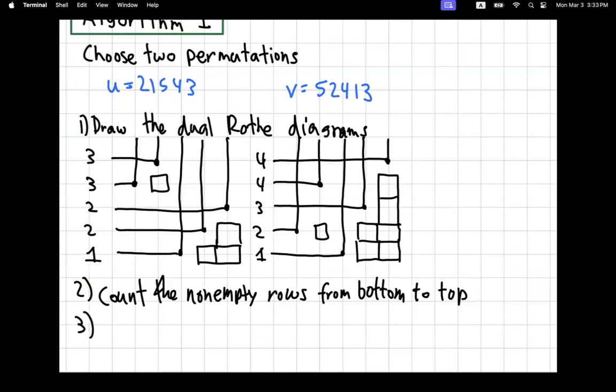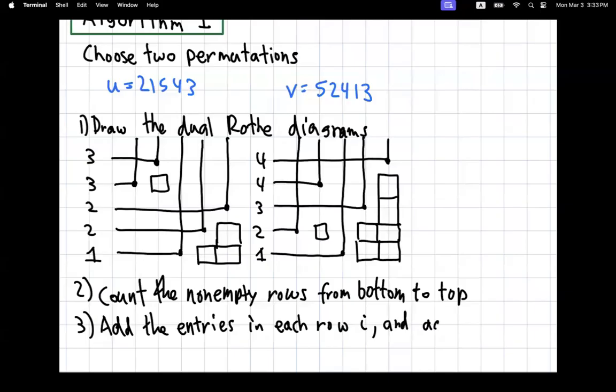Step 3, we add across each row. So add the entries in each row. We'll call row i the ith from the top, and add to that i minus 1. So i minus 1 is just, sorry, it should be 0, 1, 2, 3, and 4.